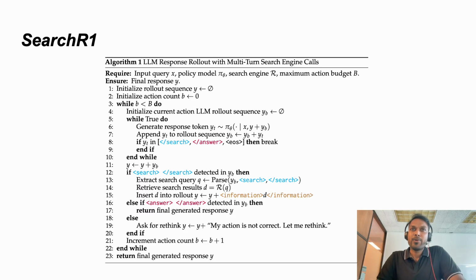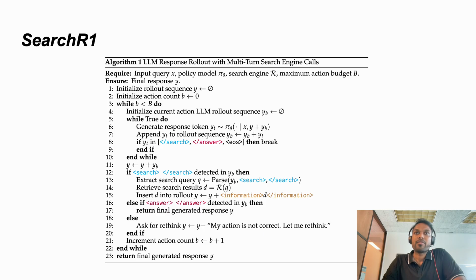So let's try to look at it again a little bit carefully. We have our input query X, our policy model, some search engine or a retriever, and a maximum action budget, which will restrict the number of retrieval calls that we can do. We start generating tokens from our input and whatever we have generated till now. And if the new token is basically an end of search token or an end of answer token or an end of sequence token, then we break. Else we continue to generate these tokens.